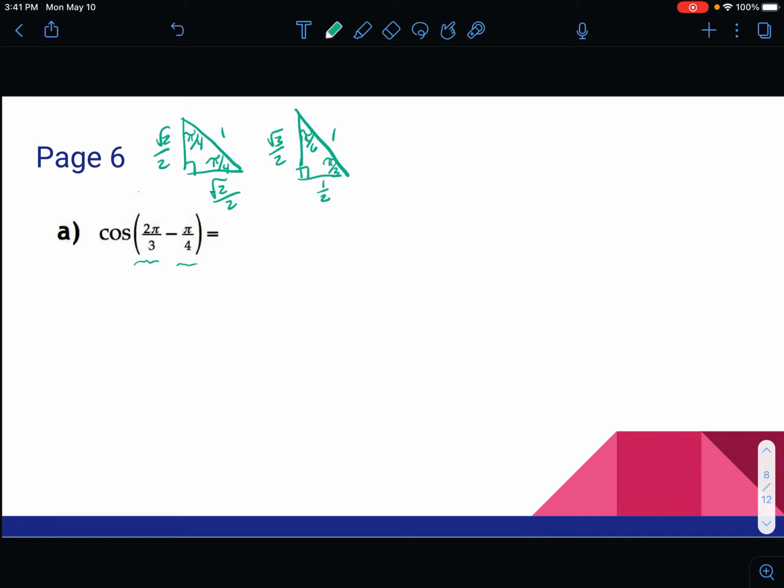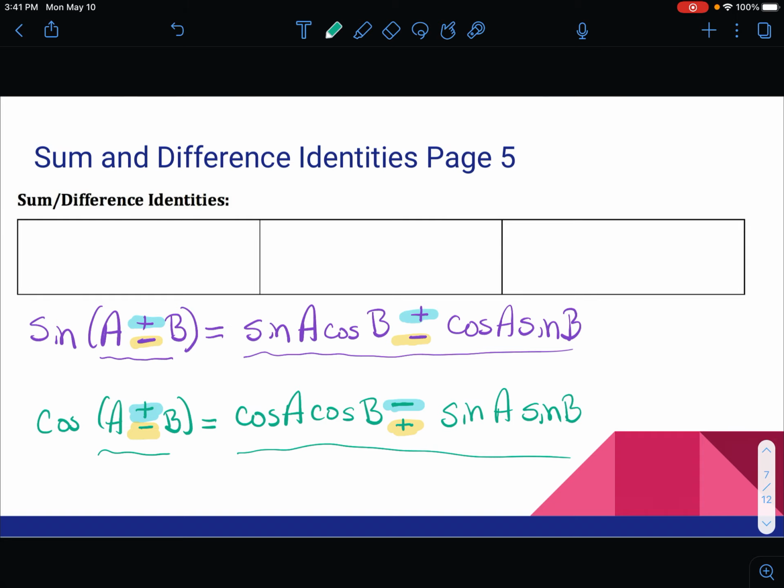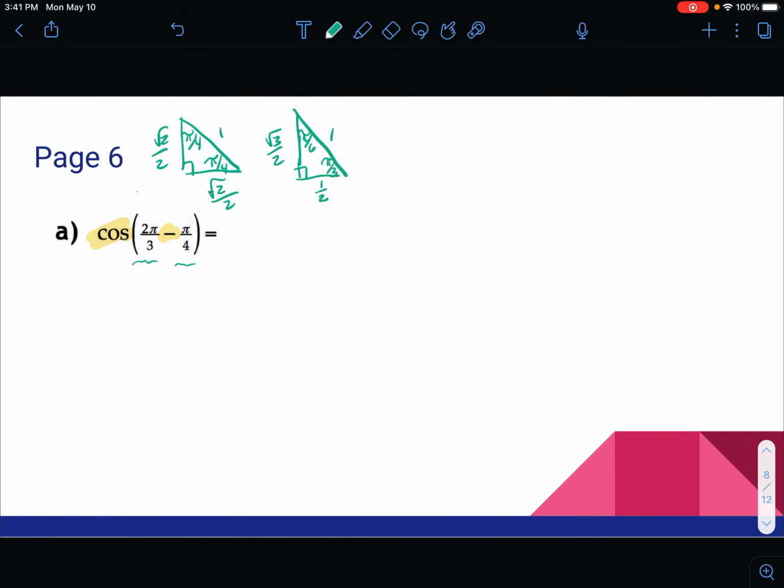First of all, we have to know that this is taking the cosine of a difference, and so we use our formula. If we look back at our identities, the cosine of a difference means we're going to use this addition sign right here. So let's set this up. This is our A and this is our B. Cosine of 2/3 pi times the cosine of pi over 4.